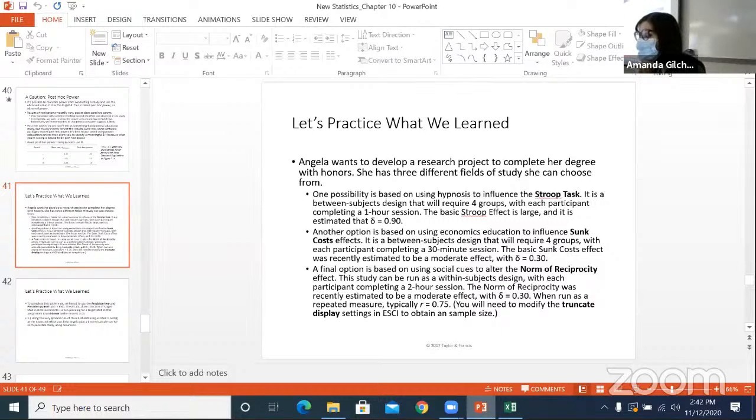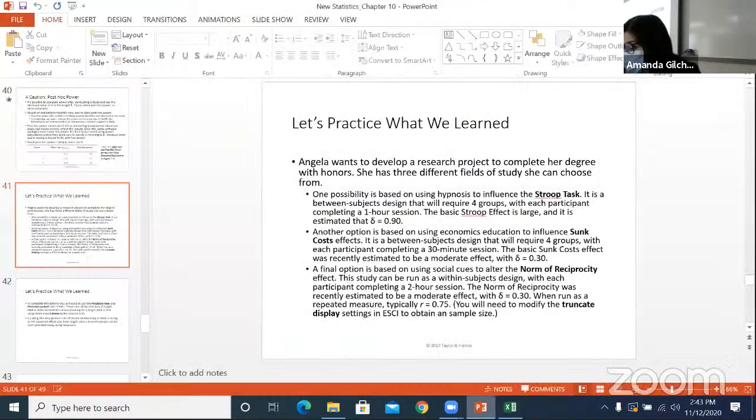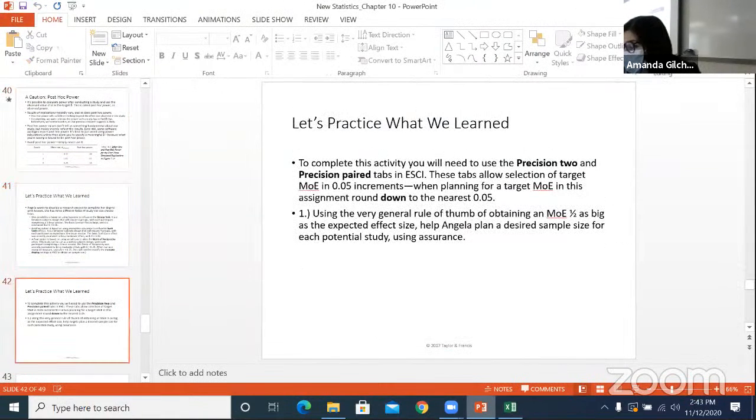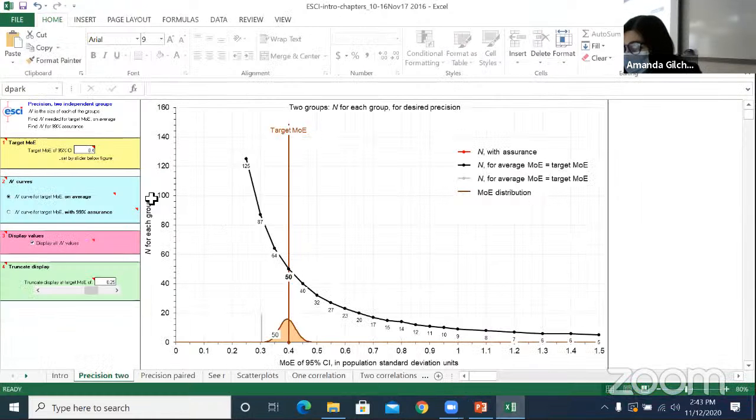So the basic Stroop effect is large. It's estimated that the effect is a population Cohen's d of 0.9, which means that our target margin of error should be what? So we're going to take 0.9 and cut it in half to make what? 0.45. We can't have 0.45 here, so we're going to have to round it down to the nearest 0.05, if I am not mistaken. Yes. So we're going to round it down because we can't do halves. So we're going to put this as 0.4.